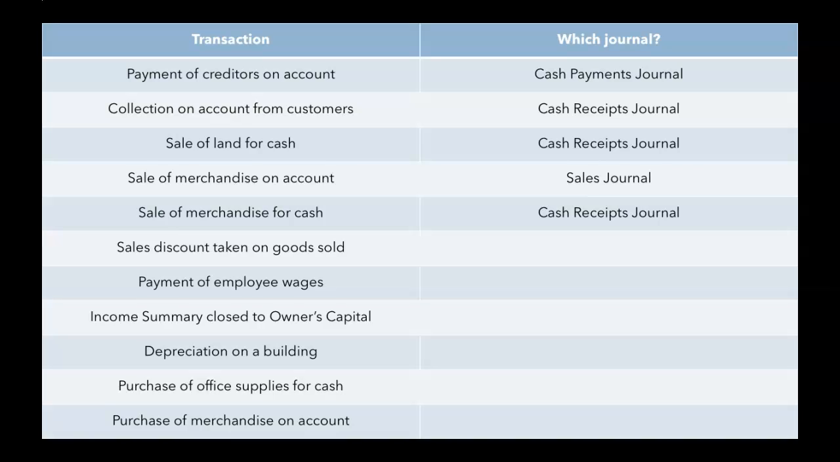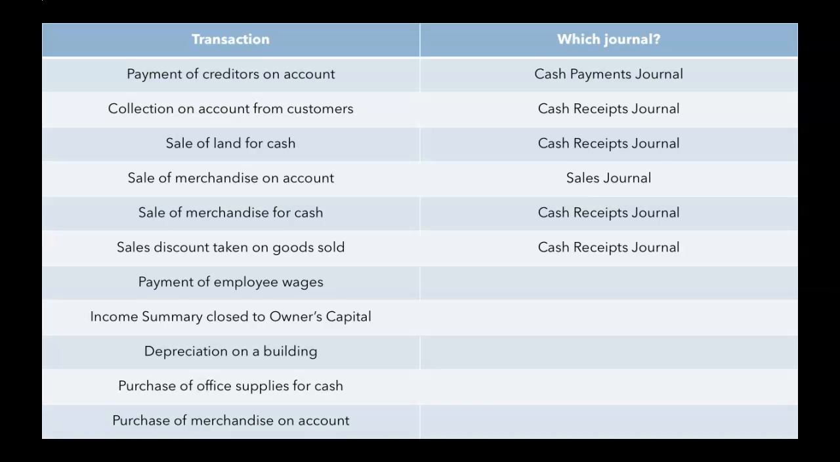Now a tricky one here, sales discount taken on goods sold. So we need to think about the transaction that's happening when this sales discount is being taken. We see that it falls into the cash receipts journal because you record a sales discount on the day that you receive payment. So that sales discount transaction corresponds with debiting your cash a certain amount as well.